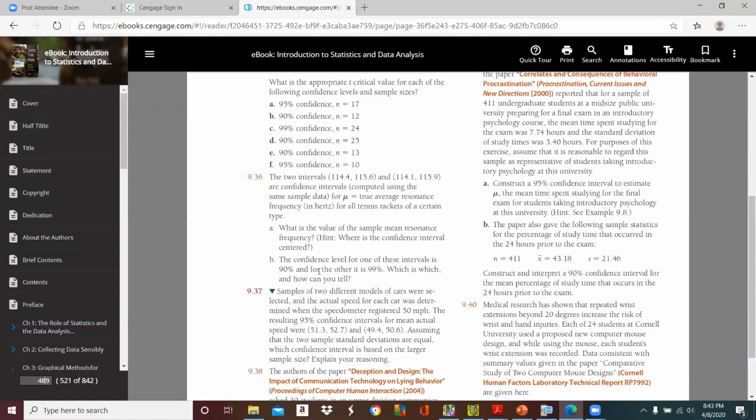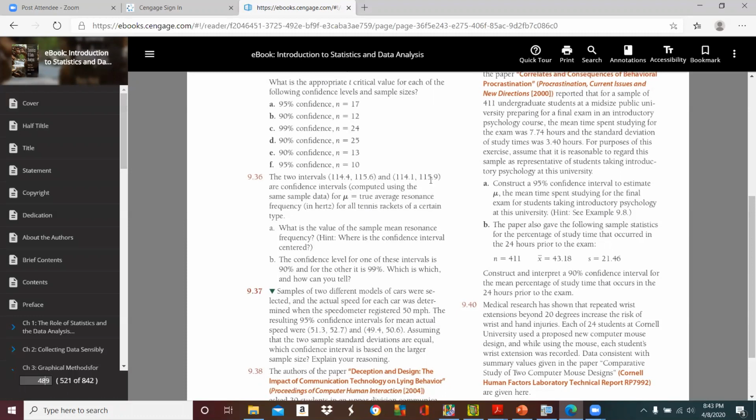Here's the interesting one, B. The confidence level for one of these intervals is 90%, and for the other, it is 99%. Which is which, and how can you tell? Well, if you remember the general rule that the larger the level of confidence, the wider the interval. So which of these intervals is wider? Well, it's the second one here, right? Because the lower limit is lower than the lower limit of this interval, and the upper limit is larger than the upper limit of this one. This is the wider interval.